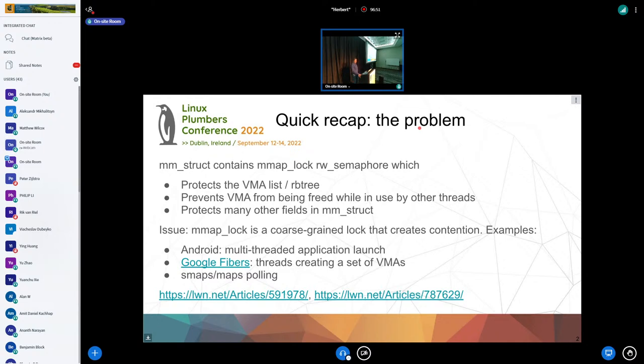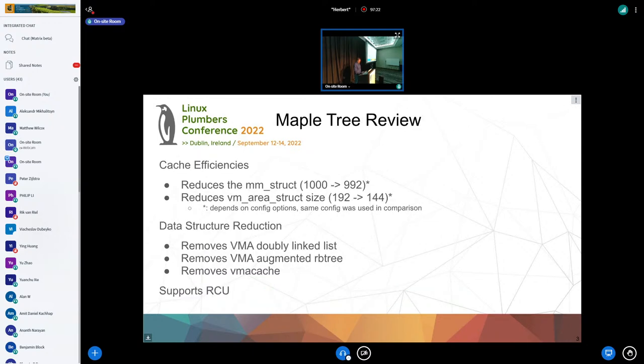And we have seen issues caused by that in Android when applications have multiple threads and they set up their stacks, which is basically updating VMAs, and there are page faults going on in parallel. Also, the same issue was reported in Google Fibers, and we have seen some issues also with SMAP and MMAP interfaces related to that. So Liam will talk about Maple Trees and updates in this area.